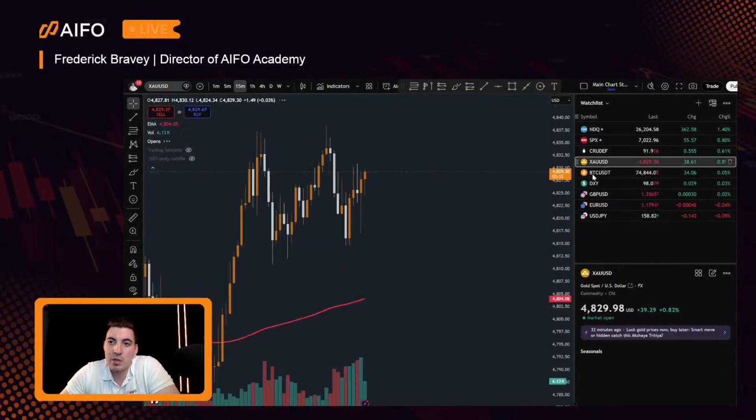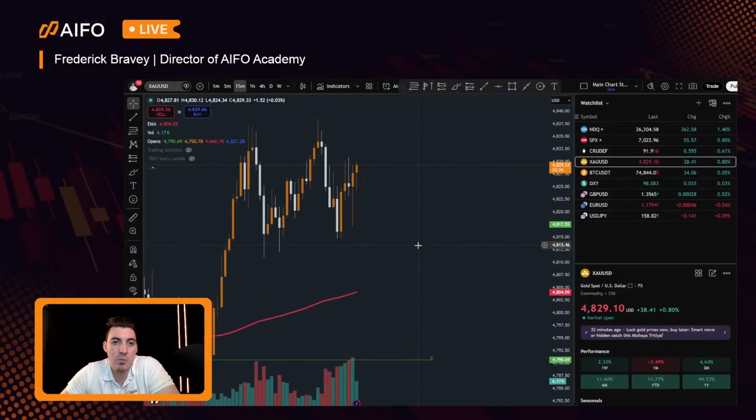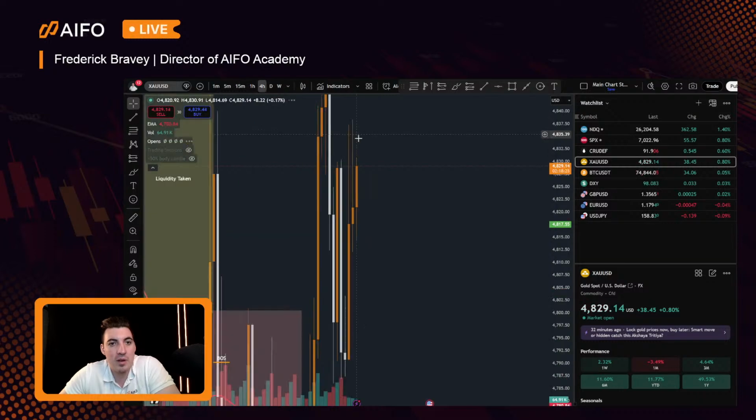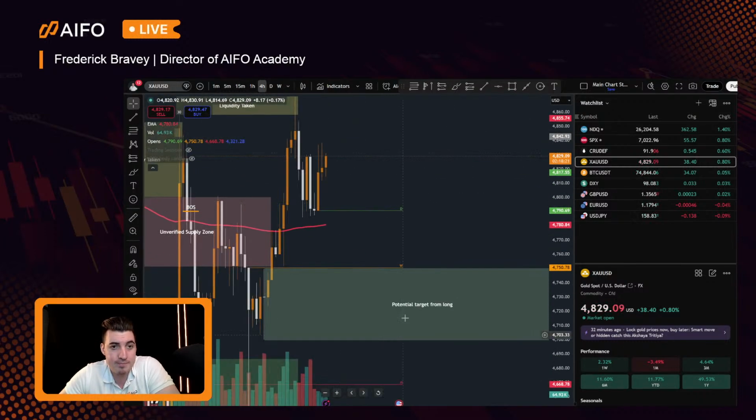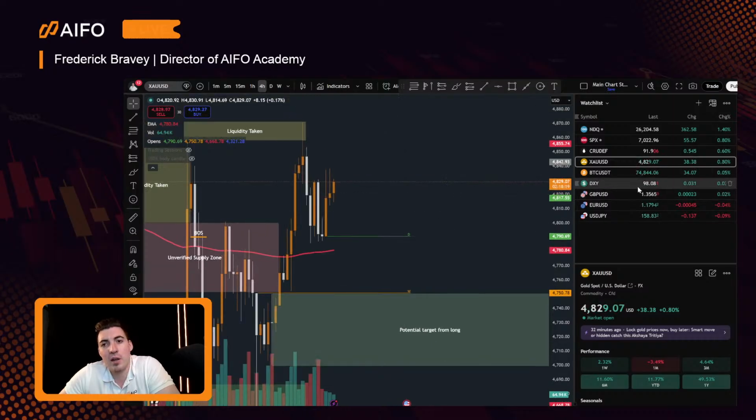Let's have a look at gold. Gold seems to be doing quite well. It is ignoring my analysis today. It should be going down. I think when the DXY pushes itself up, we're going to start to see this retrace back into that potential target.